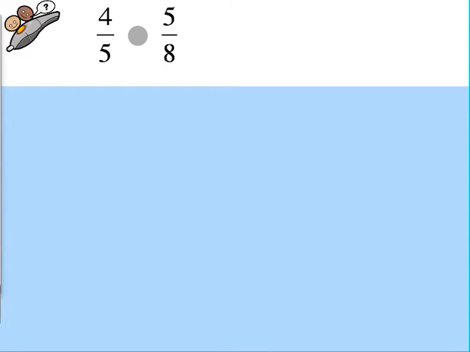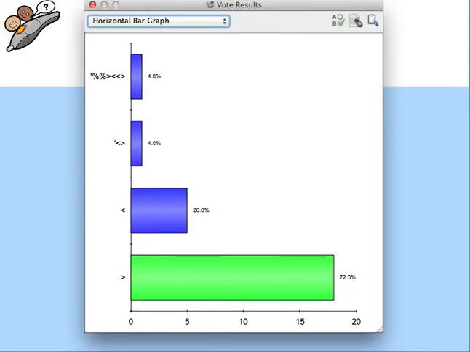Just put a symbol. Yep, you're just going to put a symbol. Yep. Say the answer is equal. Would that be over here? Oh, you're reading. No, but yeah, you're right. All right, greater than. Nice job.